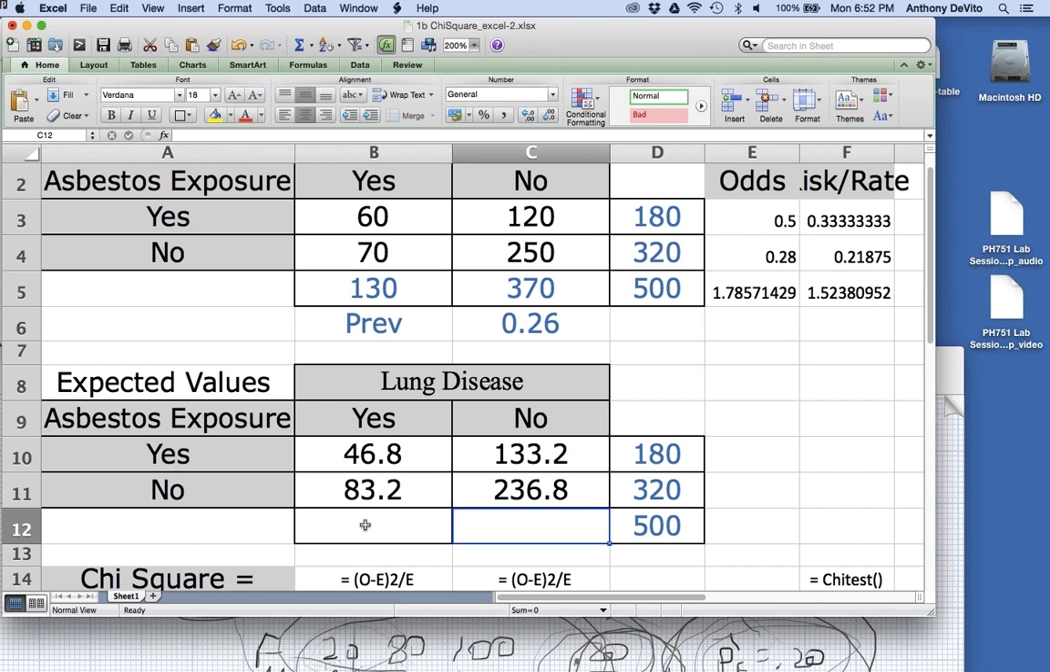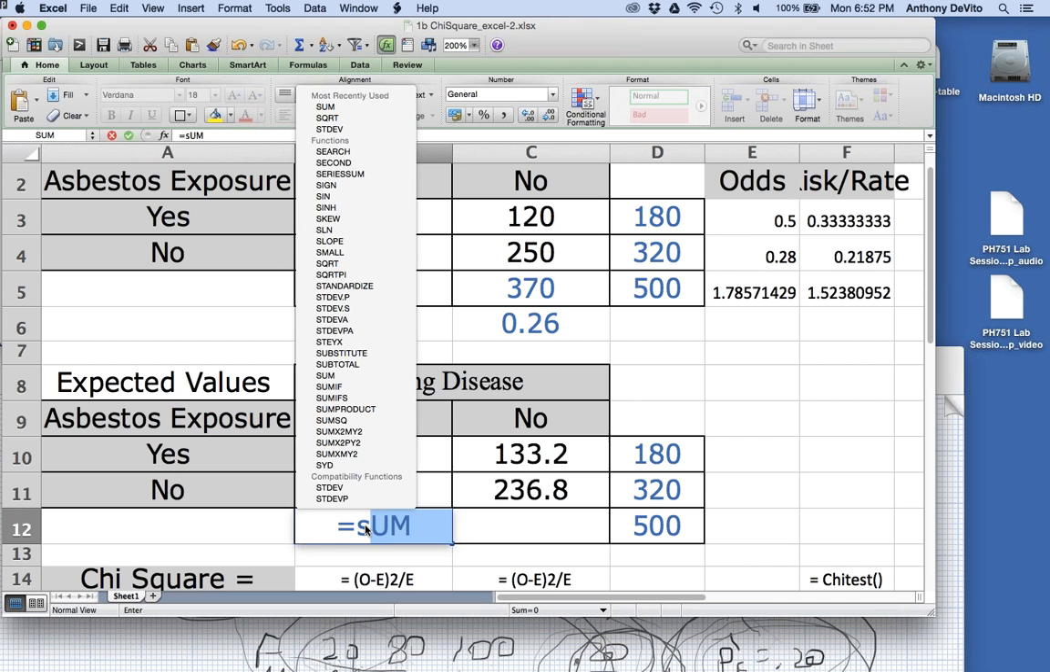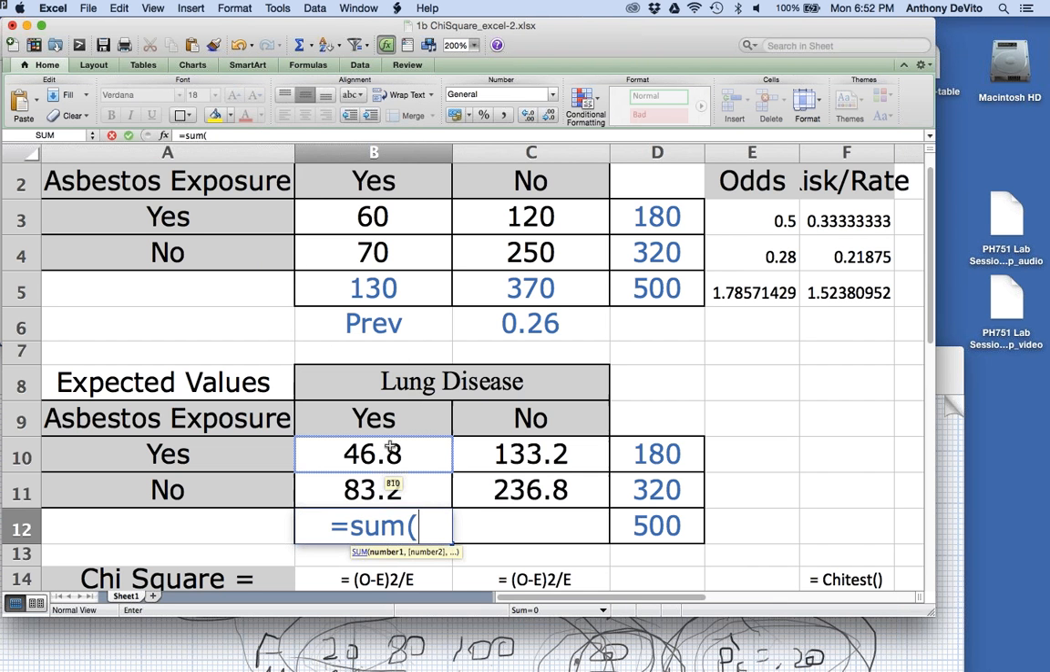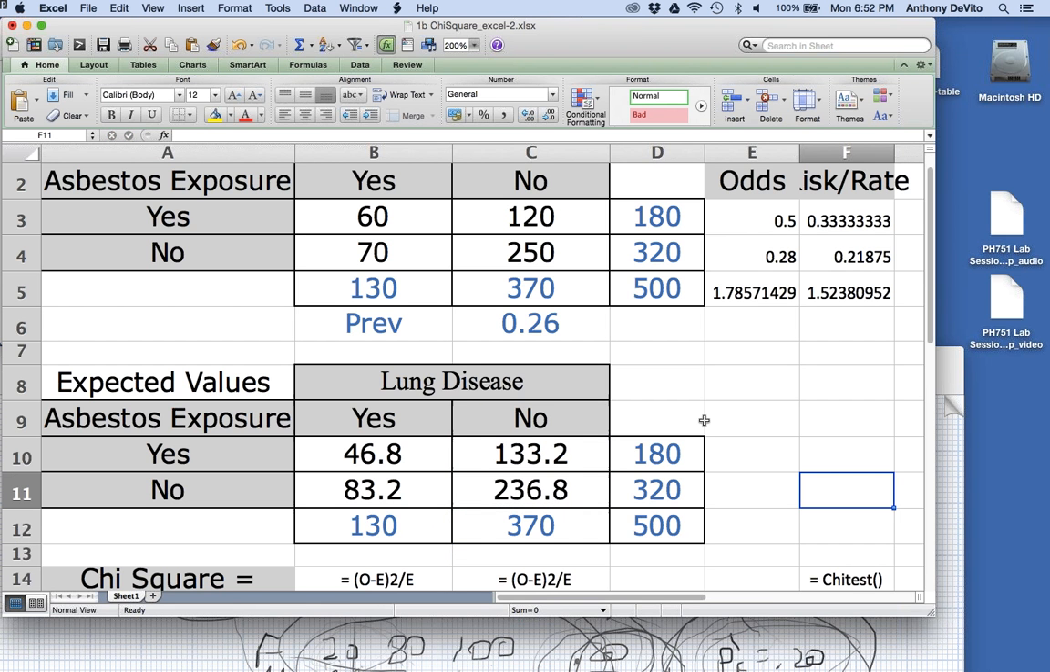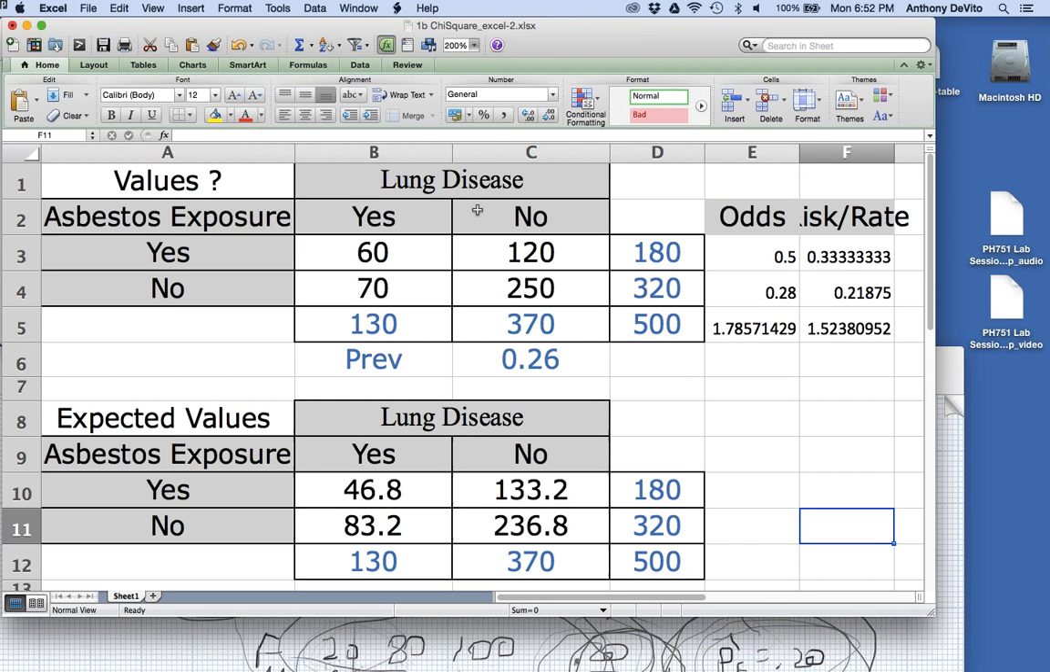Let's take a look at what our sums are. How many people have lung disease? 130. It works out exactly right, just as we would expect, because we based it on the prevalence of the disease. So that works out okay too. That's kind of a check on what we were doing. Now we're going to call these values up here our observed values. We're going to call these values down here our expected values, right? Now let me ask you something.